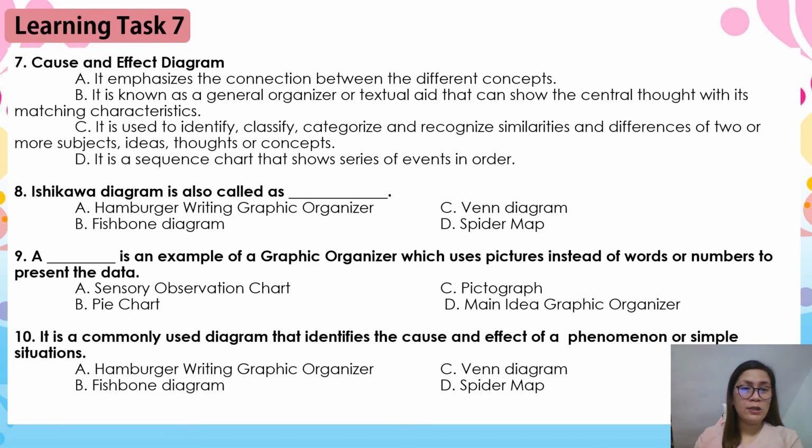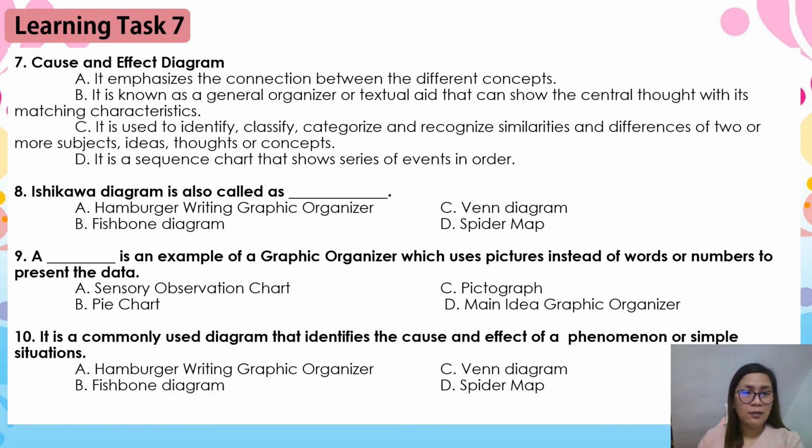Number 7. Causes and effect diagram. Is it A? It emphasizes the connection between the different concepts. B. It is known as general organizer or textual aid that can show the central thought with its matching characteristics. Or C. It is used to identify, classify, categorize, and recognize similarities and differences of two or more subjects, ideas, thoughts, or concepts. Or it's D. It is a sequence chart that shows series of events in order.